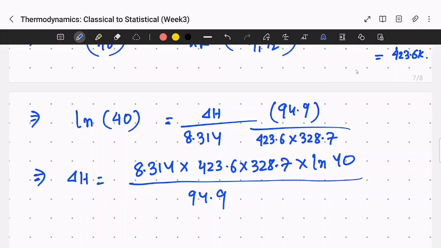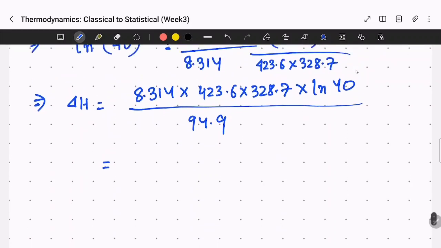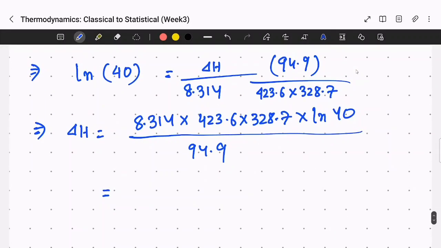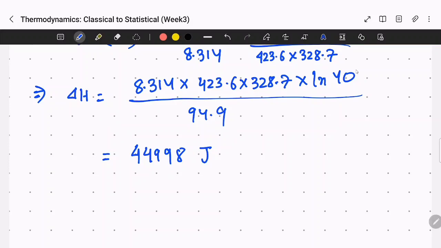So let me do 8.314 into 423.6 into 328.7 into ln 40. So it's huge. Then it will be divided by 94.9. Okay, so it is 44998 joule. This is the del H.